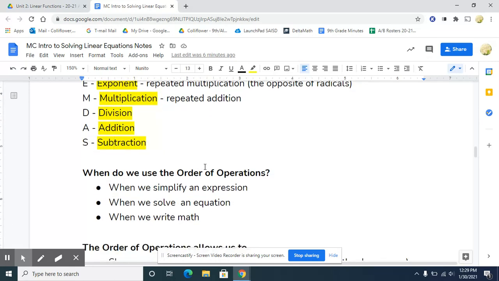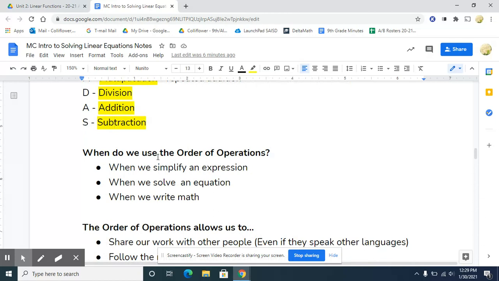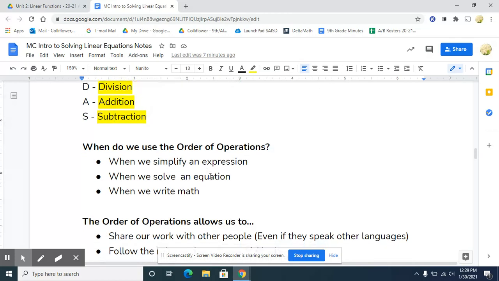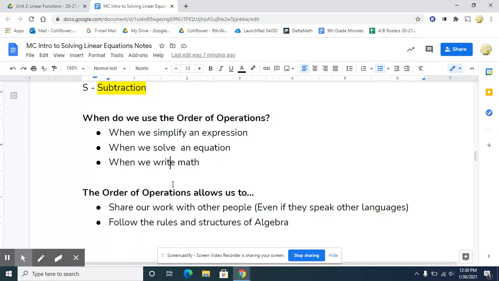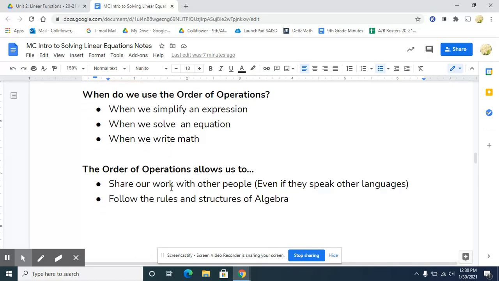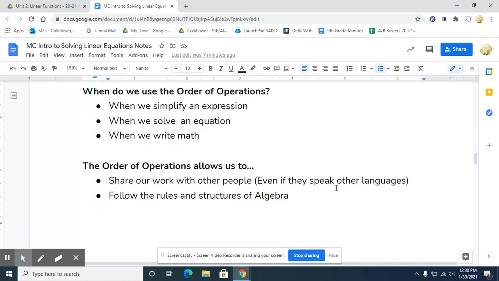So when do we use the order of operations? Well, I just mentioned that we use the order of operations when we simplify an expression, when we solve an equation, and anytime we're writing in math. The order of operations allows us to share our work with other people, even if they speak other languages. So I can write down some mathematical ideas and spread that across the world, and other people would be able to read it and understand it.